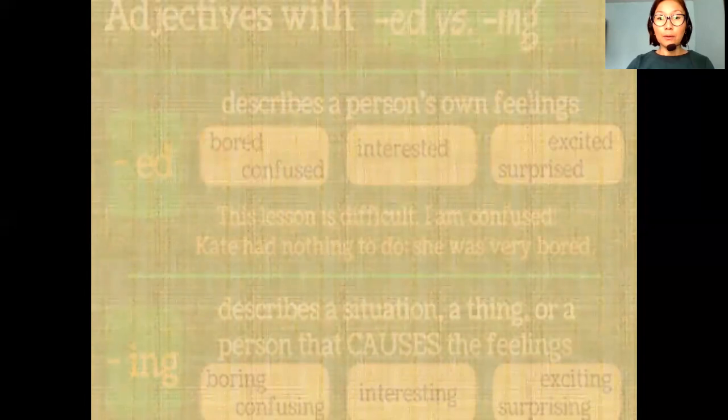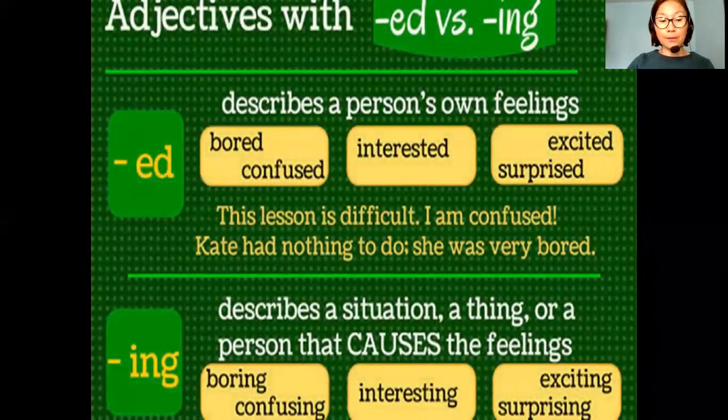So look, adjectives. These endings are called suffixes. For example, adjectives with -ed describe a person's own feelings. For example, bored, confused, interested, excited, surprised. This lesson is difficult. I'm confused. Kate had nothing to do. She was very bored.